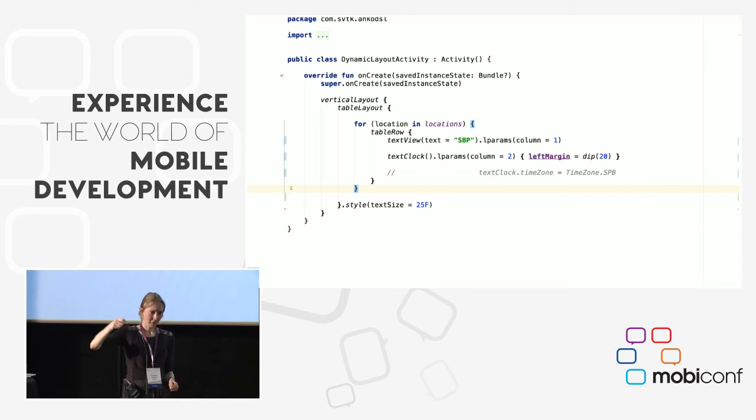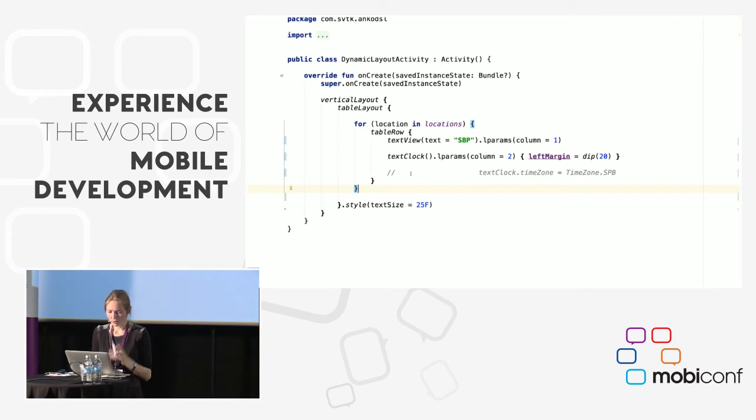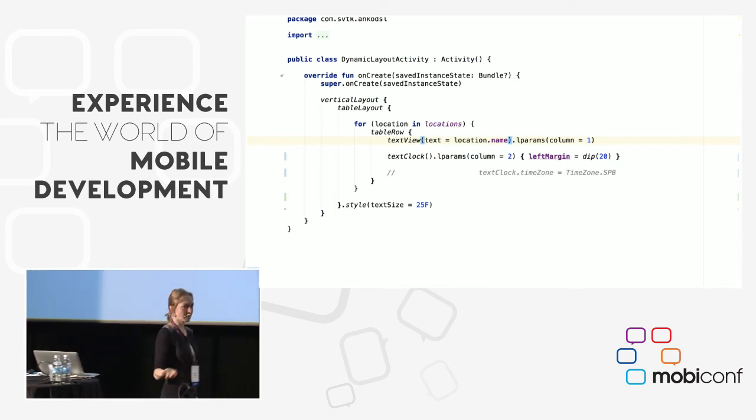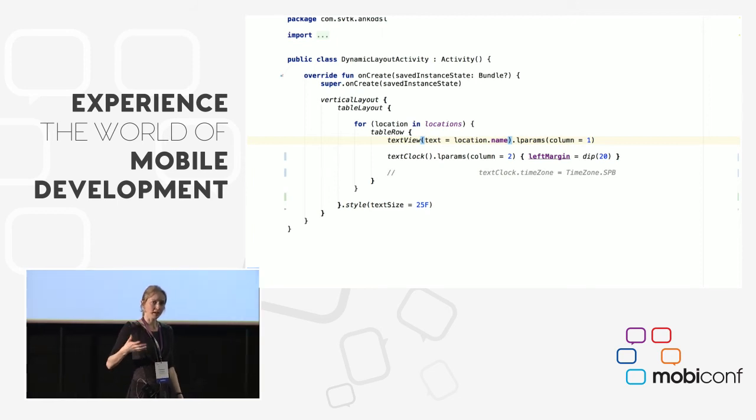You have to declare your view, your text view, for example. Then you have to set all the parameters there, and that's too long. In Kotlin you can do it like this, and you can use this location, for example, to create these views just in your code.